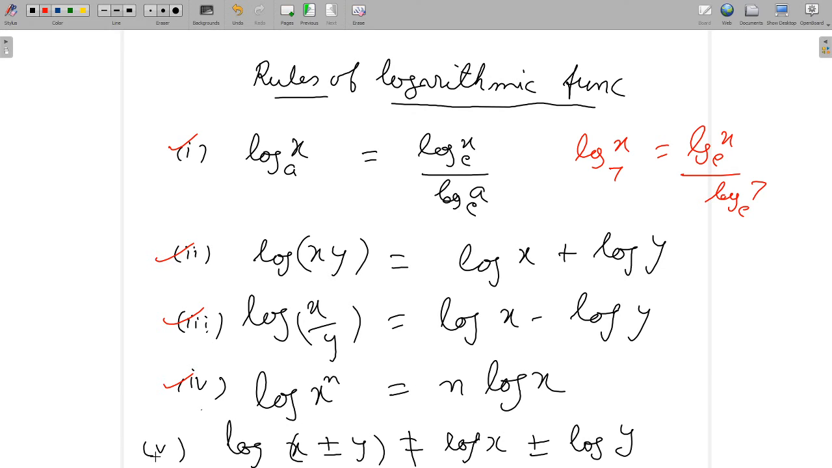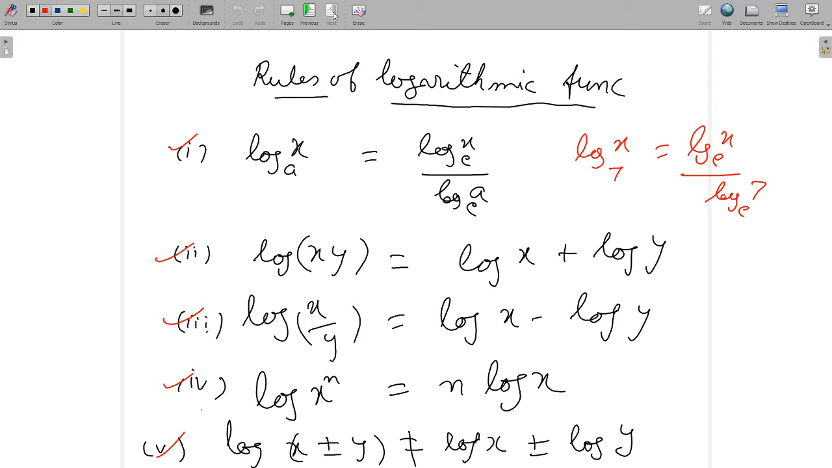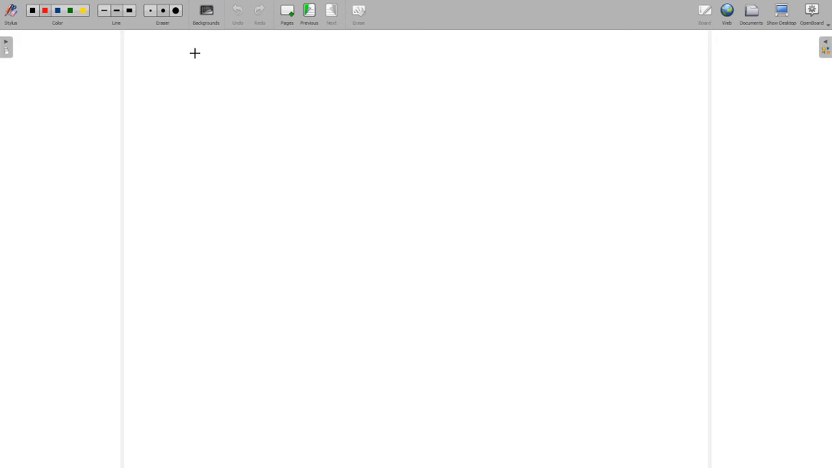Then the fifth one is a very important one, because many students make a mistake here. When there is a problem of this kind, log of x plus y, they write it as log x plus log y, or log of x minus y, they write as log x minus log y. It is incorrect. You cannot write log of x plus y as log x plus log y, or log of x minus y as log x minus log y. Now let us go further.